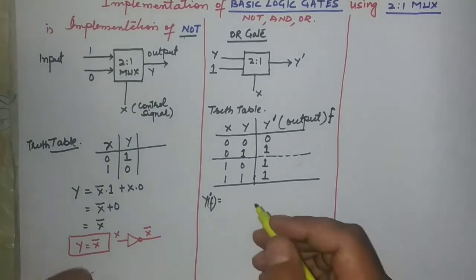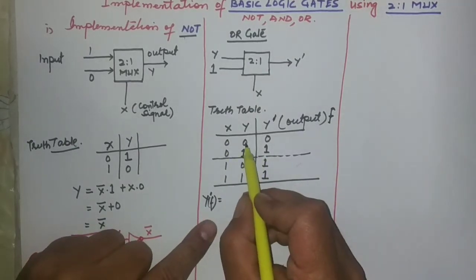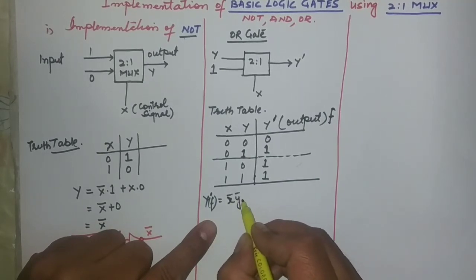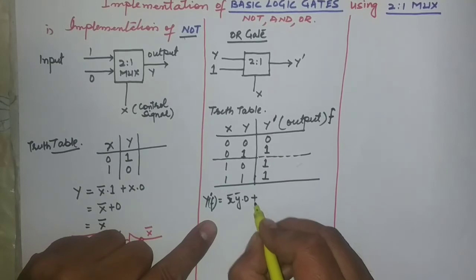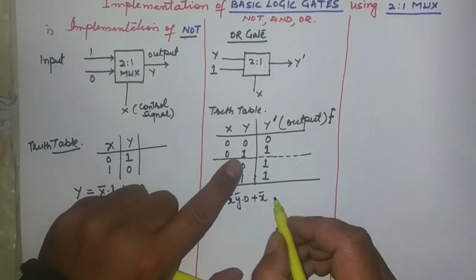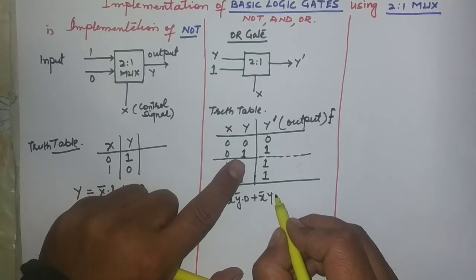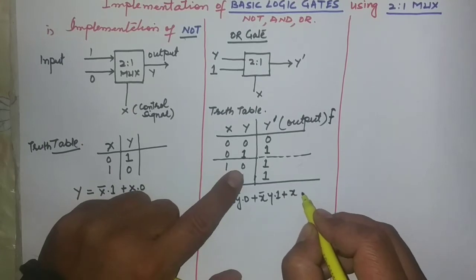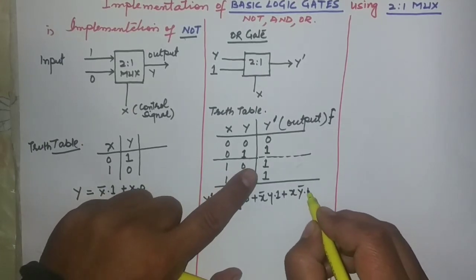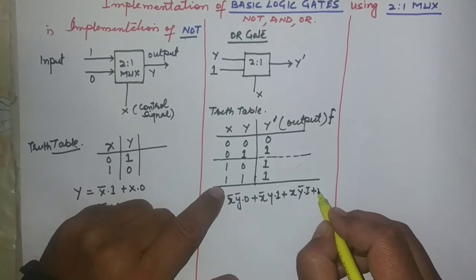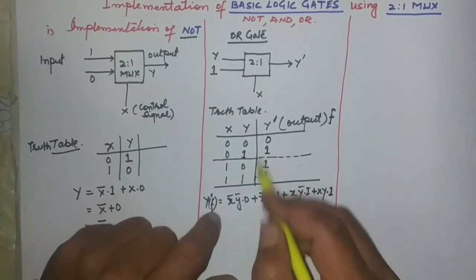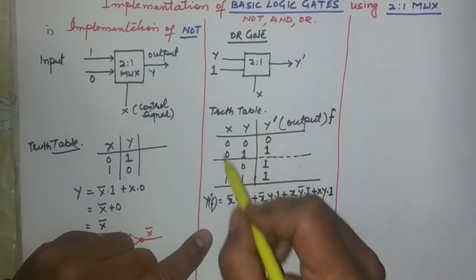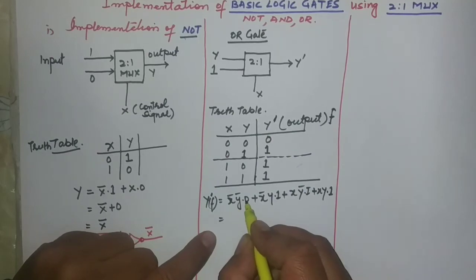So f comes out to be, now these three things are 0, so x bar y bar into 0 plus x bar y into 1 plus x y bar into 1 plus x y into 1. This is the logic function of this truth table. So this comes out to be 0.